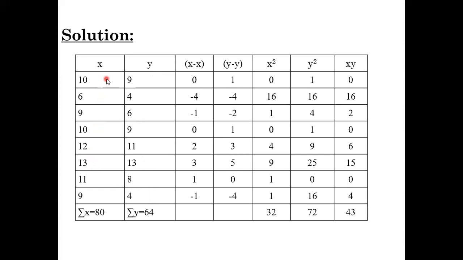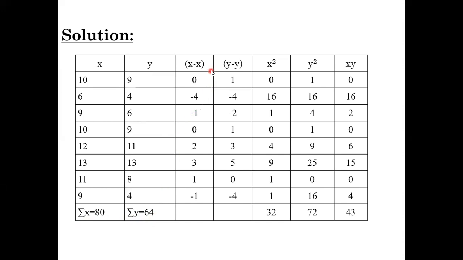Now we have to make the total of the X column. You will get 80. Similarly, the total of the Y column comes to 64. So sigma X is 80 and sigma Y is 64.